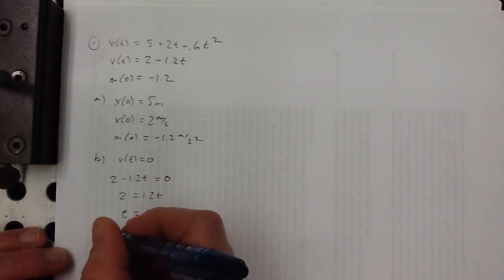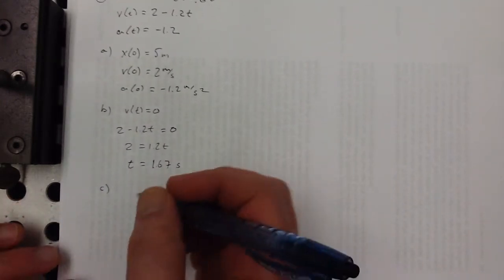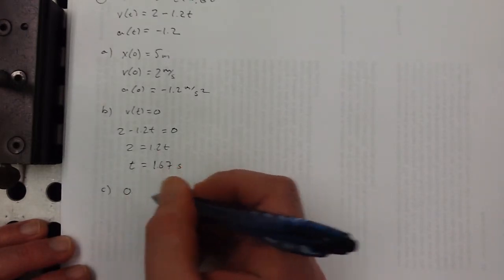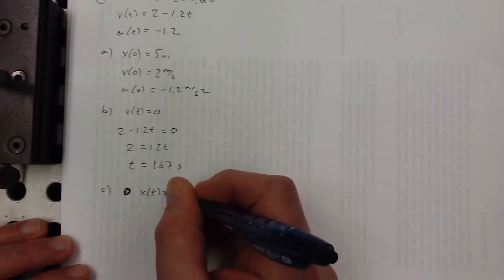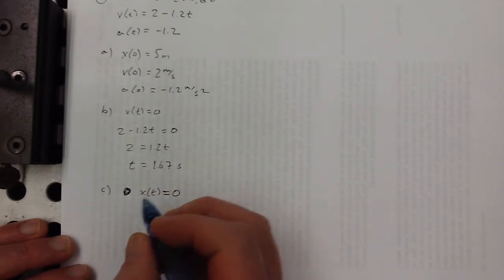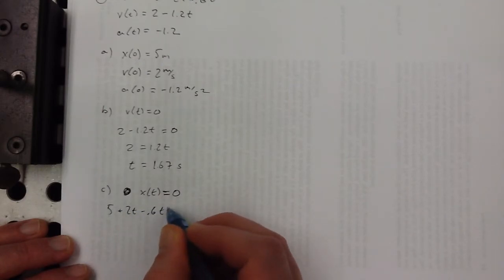Part C, how long after starting does it take for the object to pass the origin? To pass the origin means it would have a position at the origin. So that would be setting the position equal to 0, and the how long would be the time. So that would be setting 5 plus 2t minus 0.6t squared equal to 0. You could use the quadratic formula if you're really excited about things like that. I'm just going to graph it.